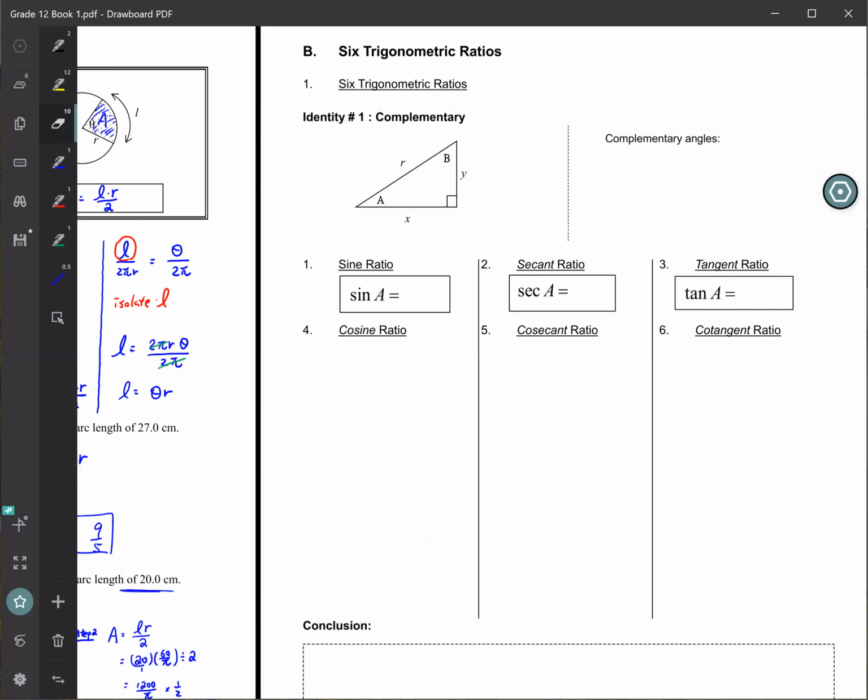So here we are going to talk about the 6 trig ratios. During last class we mentioned that in grade 10 you learned about SOHCAHTOA, right? So today we're going to talk about where SOHCAHTOA comes from. Why is it called sine? Why is it called cosine? How come they sound so close? Sine, cosine. And then we will be adding 3 more names.